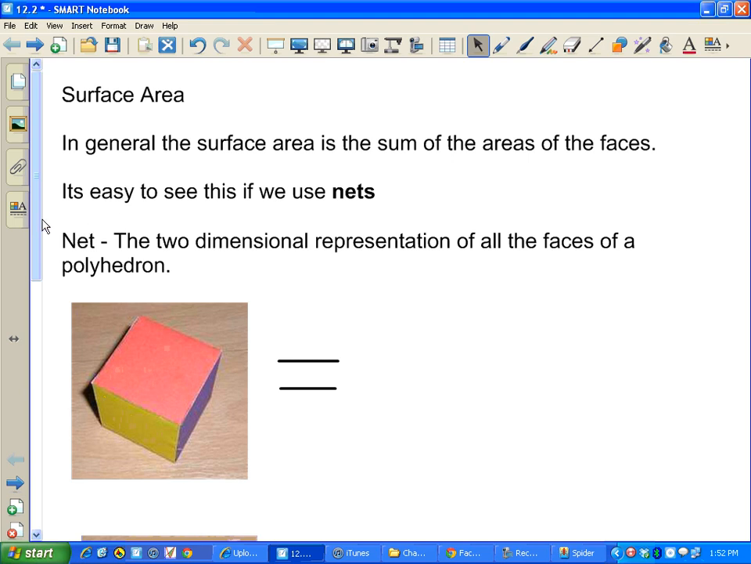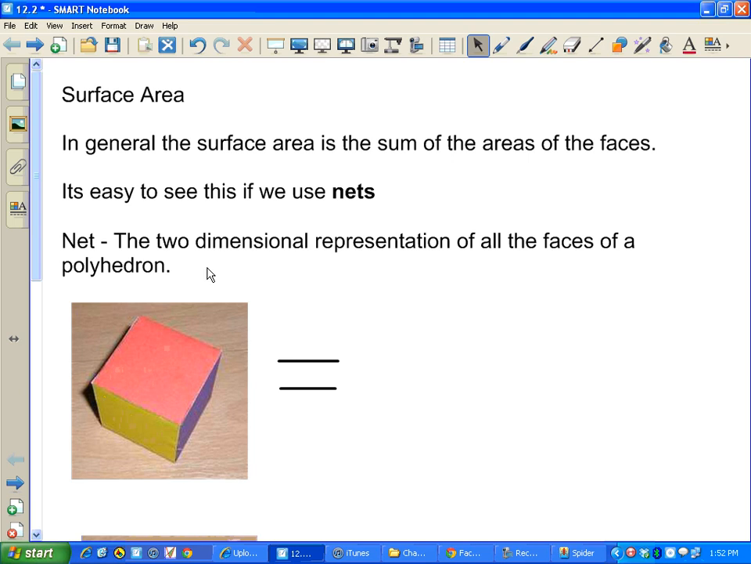The main thing that we're going to use to find these surface areas is what's called a net. A net is a two-dimensional representation of all the faces of a polyhedron. Because when we look at these, you'll kind of recognize them.